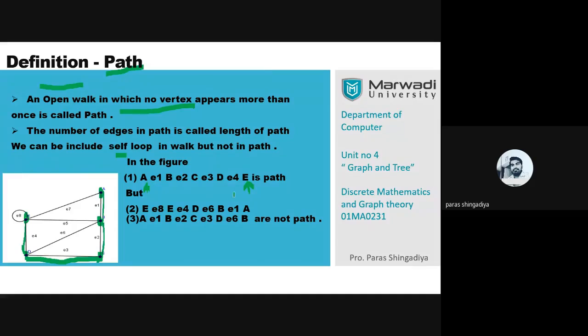Clear? So an open walk in which no vertex is repeated more than once. It means you have to visit each place only one time. You cannot use the same place again via a different route. You have to visit each place in your route only one time and then end your journey at one place. So that is known as a path. You can consider more examples here.